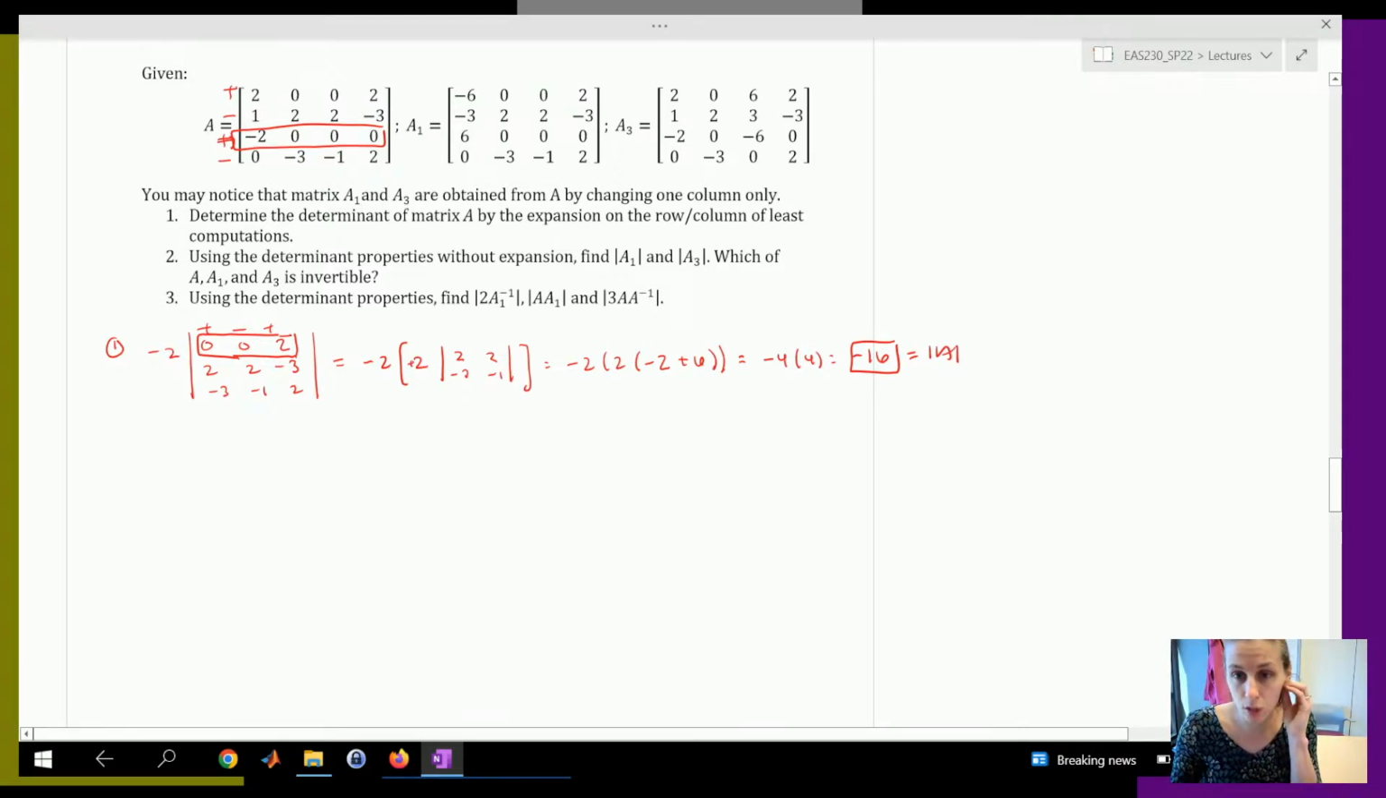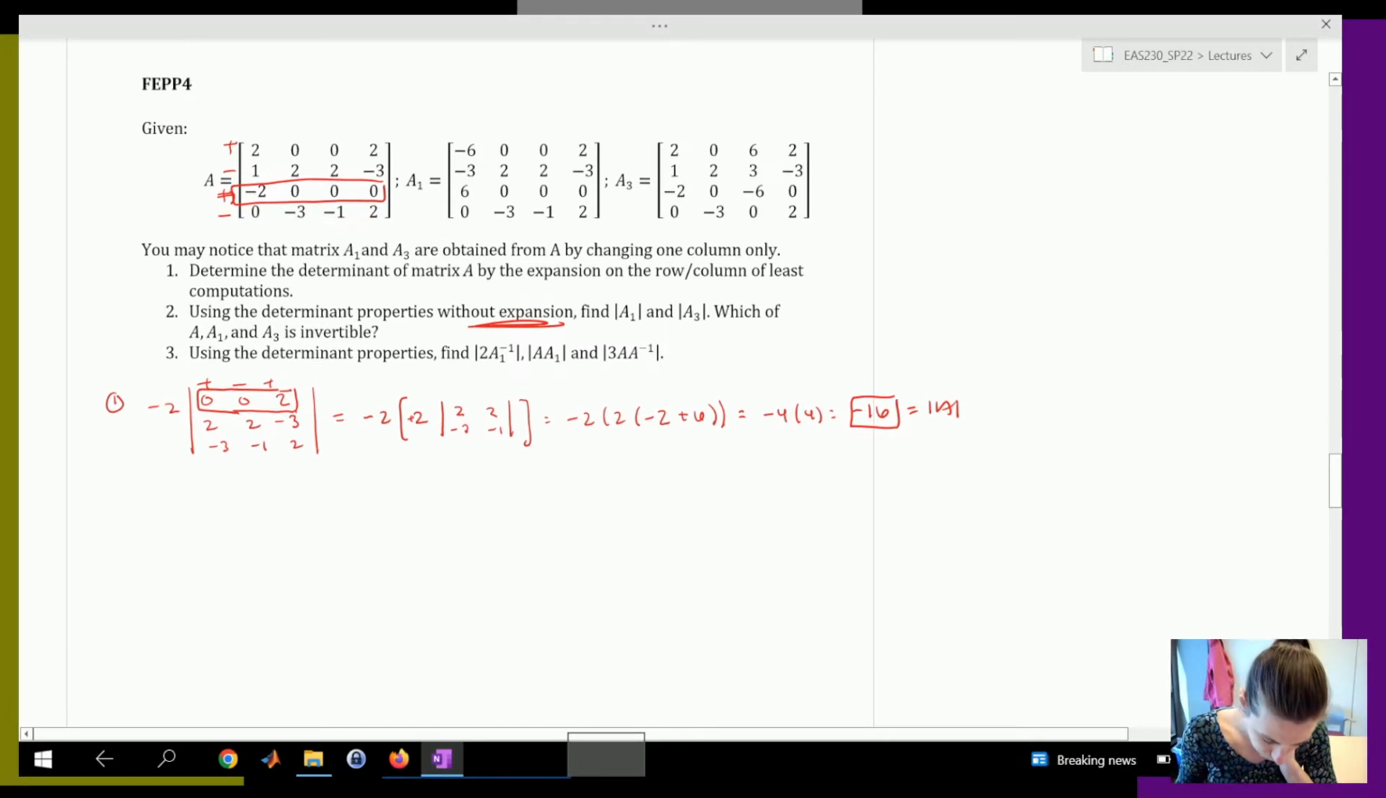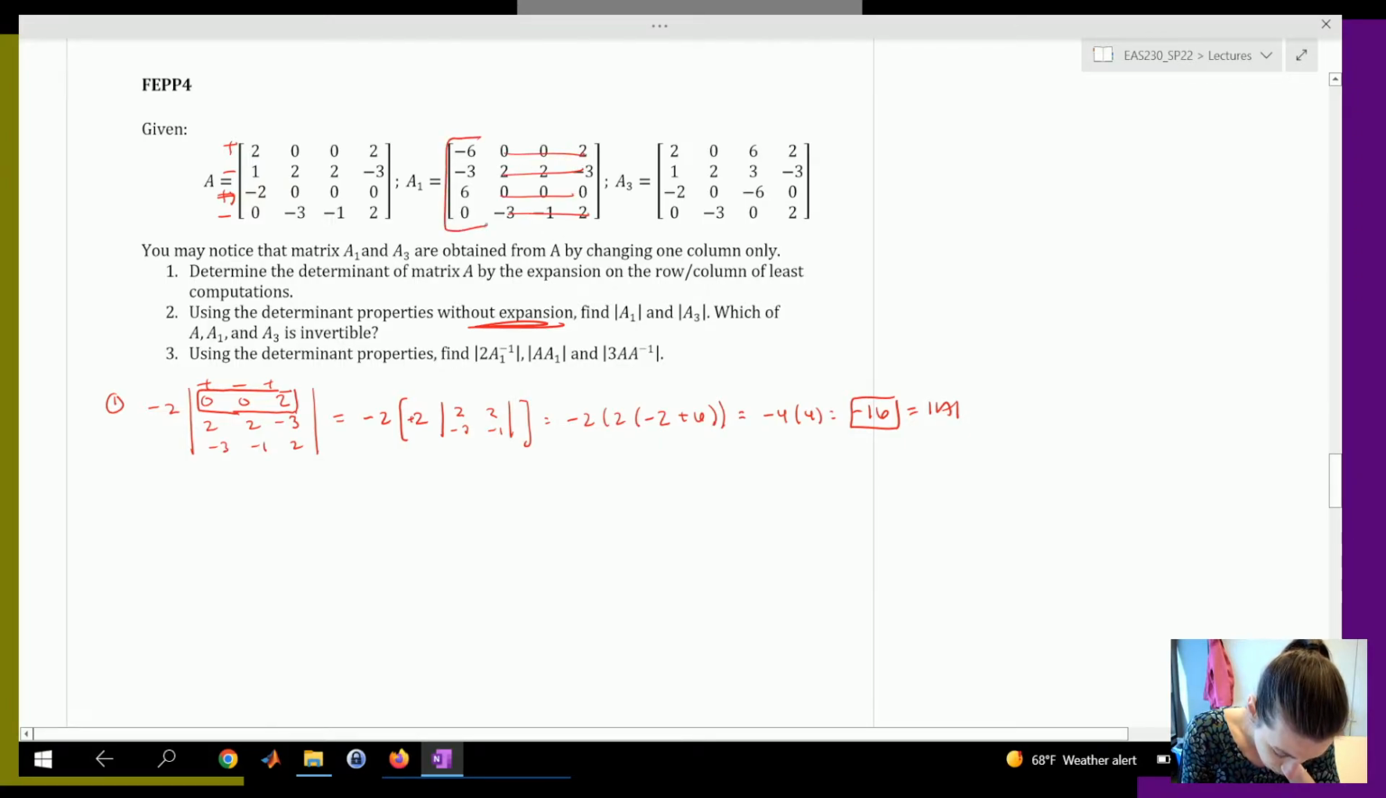So now I go ahead and look at the next one. Using the determinant properties without expansion, so that means do not do it manually, find the determinant of A1 and the determinant of A3. Which means now we need to find the relationship between A and A1 using some of the determinant properties. There's various properties that you have. Write them down on your sheet of paper. If we look at this matrix versus this matrix here, notice these numbers are the same, these numbers are the same, these ones are the same, these ones are the same, so which means column 1 changes.